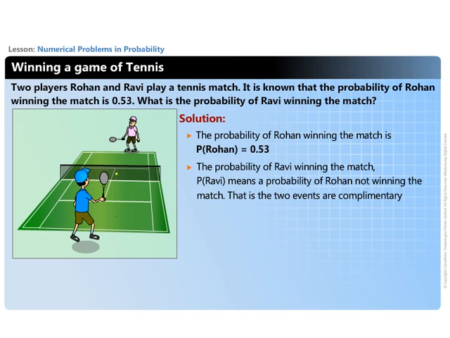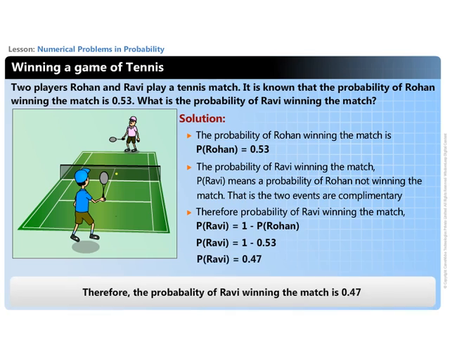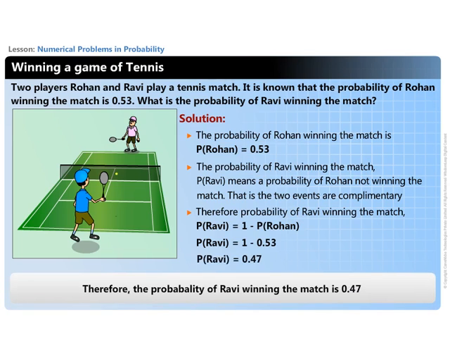That is, the two events are complementary. Therefore, probability of Ravi winning the match P(Ravi) is equal to 1 minus P(Rohan). Substituting the known values and simplifying, we get P(Ravi) is equal to 0.47. Therefore, the probability of Ravi winning the match is 0.47.